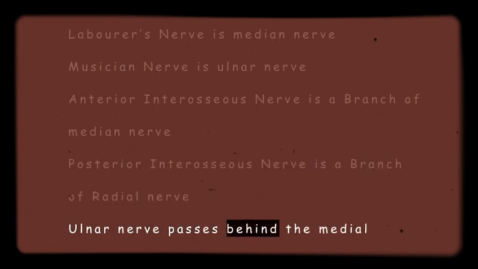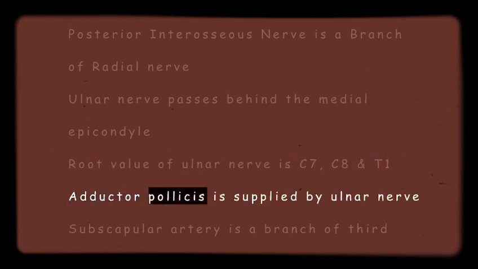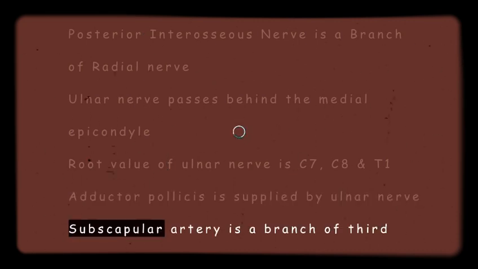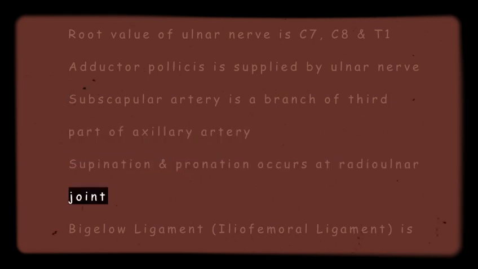Ulnar nerve passes behind the medial epicondyle. Root value of ulnar nerve is C7, C8 and T1. Adductor pollicis is supplied by the ulnar nerve. Subscapular artery is a branch of the third part of the axillary artery. Supination and pronation occur at the radio-ulnar joint.